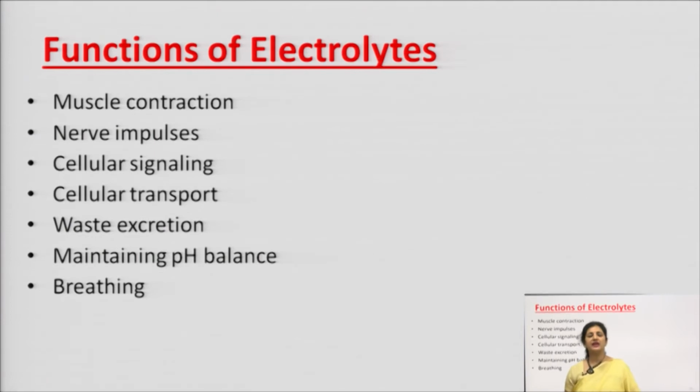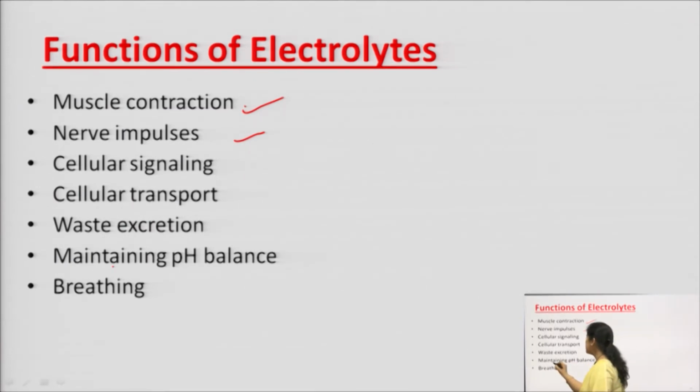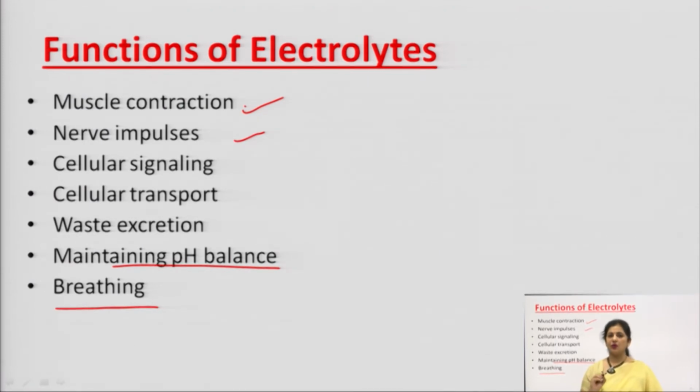So, electrolytes help in the muscle contraction, they help in the nerve impulses, they help in the cellular signaling, means transferring the messages from one cell to another, they help in the cellular transport of different ions, they help in the excretion of the waste, they help in the maintenance of the pH, and most importantly, they help in breathing. So, we can see they are involved in each and every physiological function of our body. So, we need electrolyte balance to be maintained.